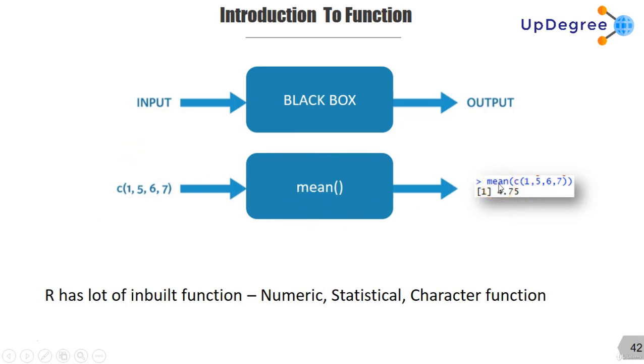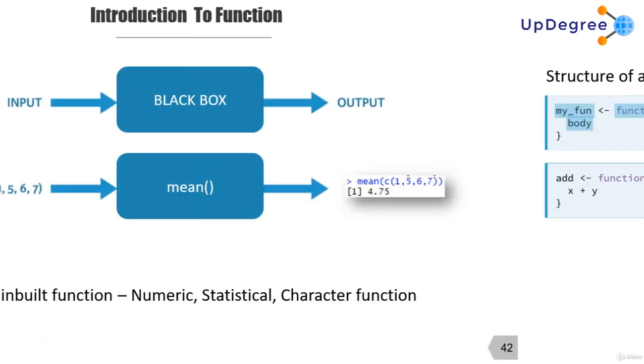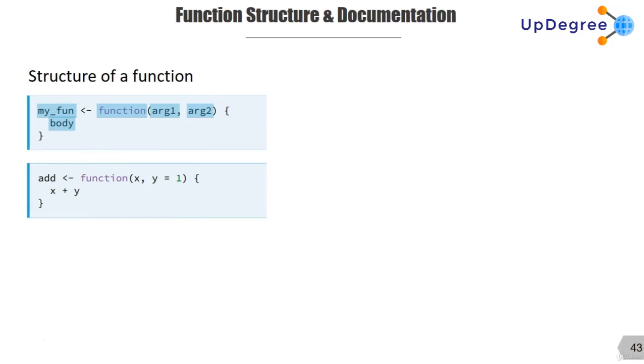Similarly in R we have a function called mean, and if you give the input as 1, 5, 6, 7, combining all of them with the combine function c, you would get the output as 4.75. Now R has a lot of inbuilt functions. They are numeric functions, statistical functions, character functions, and a lot of other functions as well. But before we deep dive into those functions, let's understand the structure of a function.